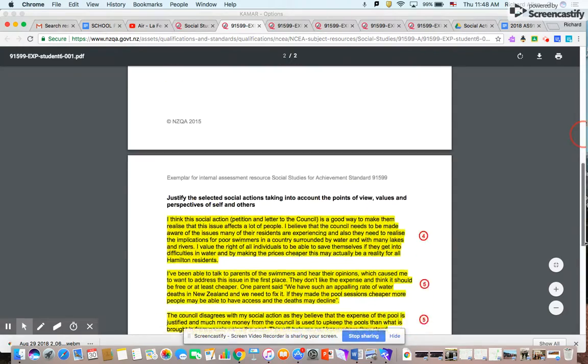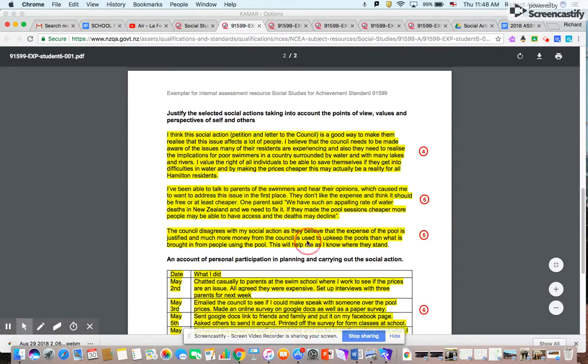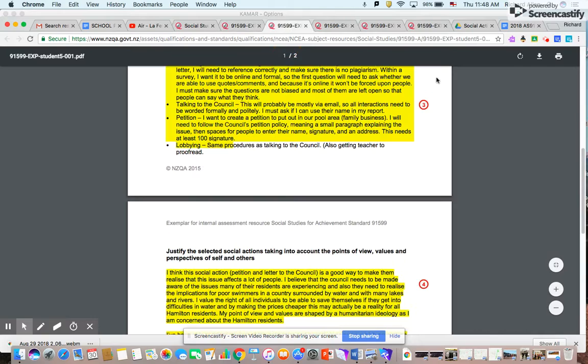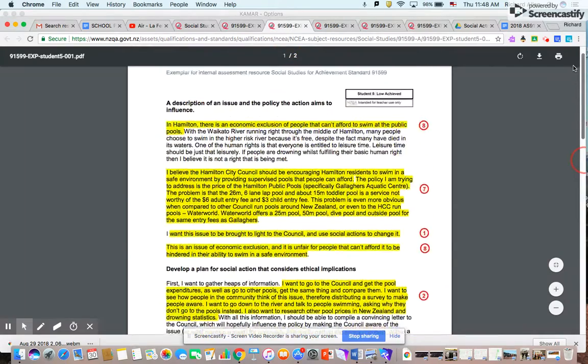So they've got lots of good things in there. The bit they do not have, as you can see in this bit here, is any talk when they're justifying their social actions and other points of view, values and perspectives. There are no ideologies in here. So you're going to have to say when you choose your social actions what the ideologies are. Let's now go through to one. This is a low achieved. And let's go through each of these sections so you know exactly what you're looking for.